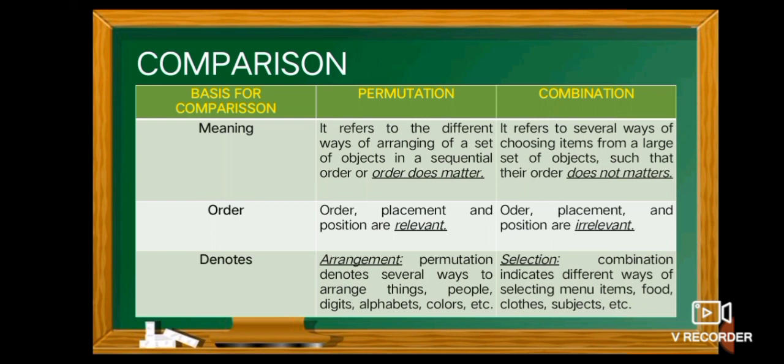Next, denotes. In permutation, denotes is arrangement. For example, we are arranging things, people, digits, alphabets, and colors, while combination is selection. Combination indicates different ways of selecting menu items, food, clothes, and subjects.